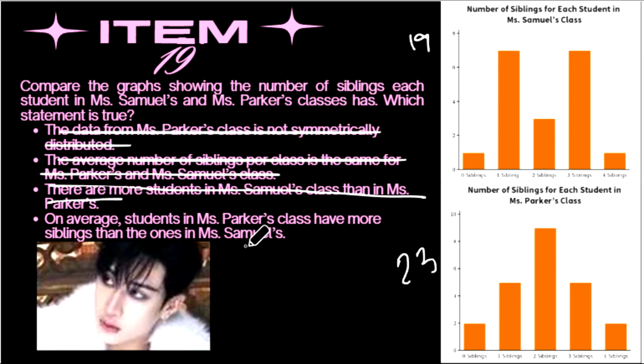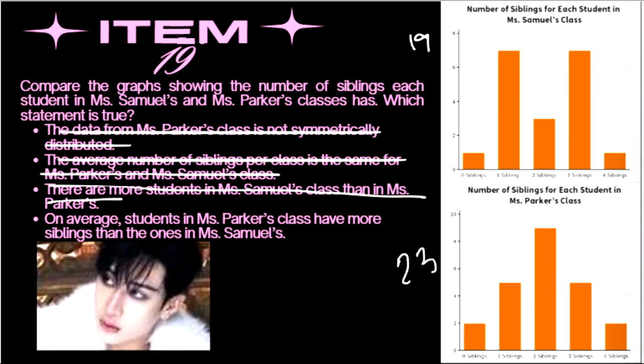Okay, so now we need to find our... Oh, wait. I guess we don't have to worry because that's our only option left, but we will just to double check. We're going to see on average if Miss Parker's class have more siblings than Miss Samuel's. They're both symmetrical, so let's just find the median because it's going to be easiest. Because median and mean are the same on symmetrical distributions. So we're going to start with the top one.